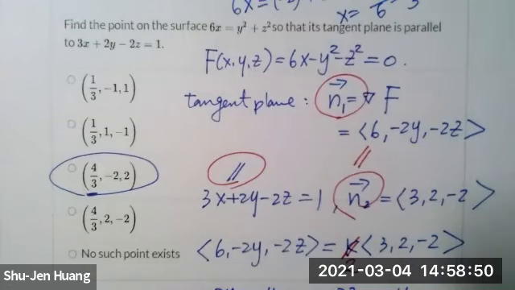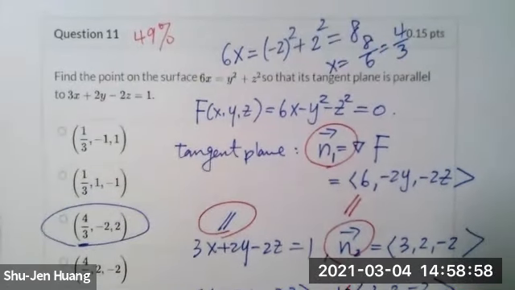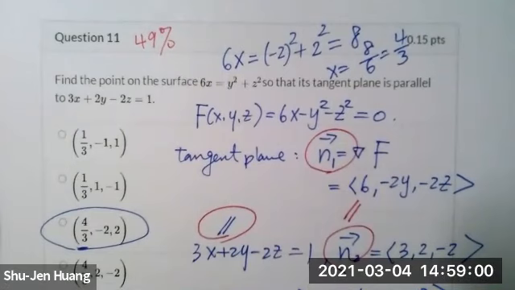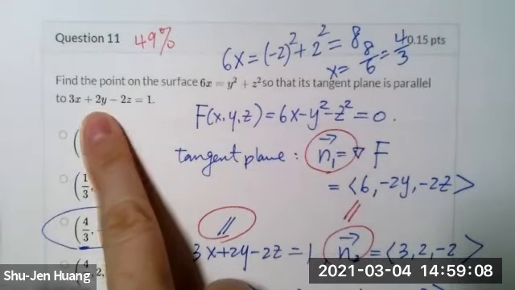Any question about number 11? Could you guys ask about intersections of surfaces? So this one is asking for the point where the tangent plane is parallel to the given plane.